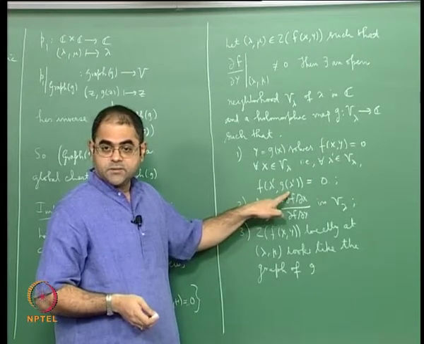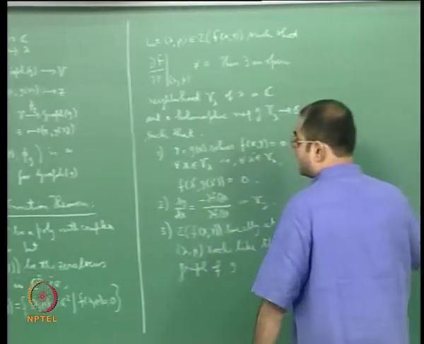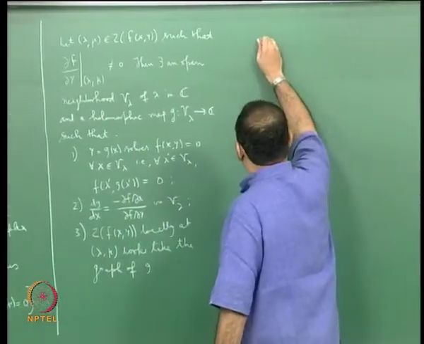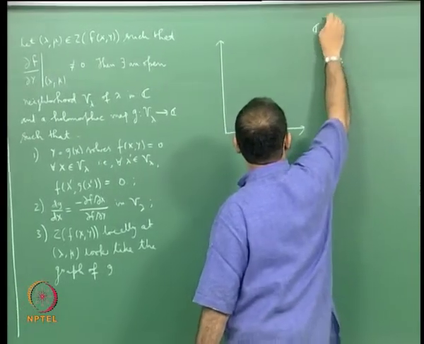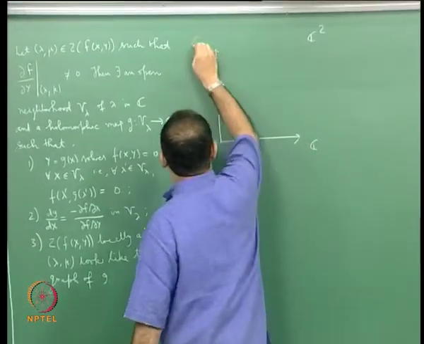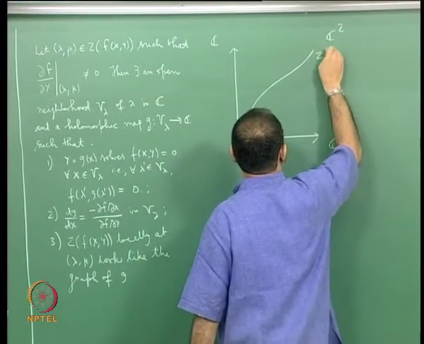So let me draw a diagram to explain this more graphically. You see, this is C2, C cross C, and what is happening is that you have this zero set of f of x comma y.